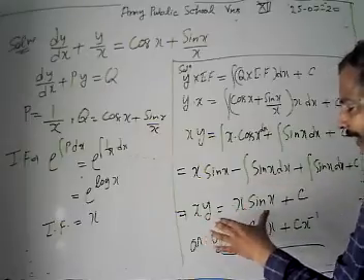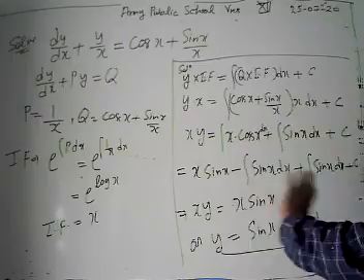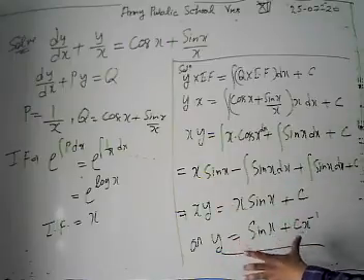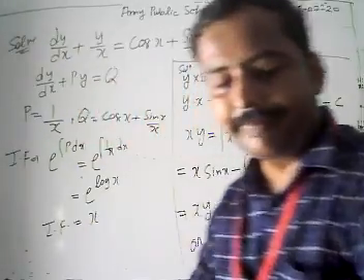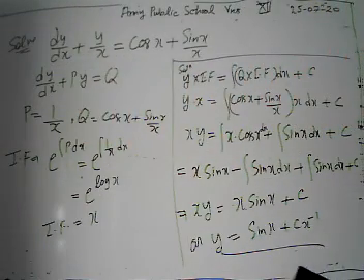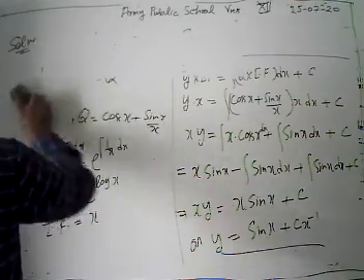Then finally we have xy equal to x sin x plus c. Dividing each term by x, our required solution is y is equal to sin x plus c into x to power minus 1. Look again, let's take the next problem.